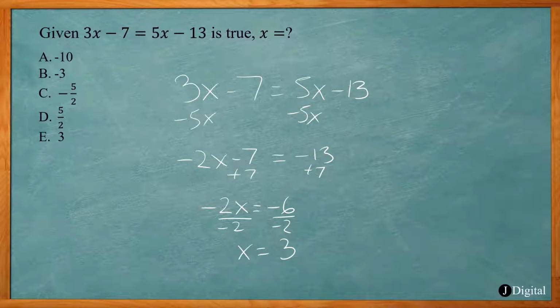So either solve this by working it out or plug in the answer choices. So in this case, I would have put 3 times negative 10 minus 7, and then 5 times negative 10 minus 13, and see if both of these equal the same value. If not, you gotta go through the rest of the answer choices to see which one works out.